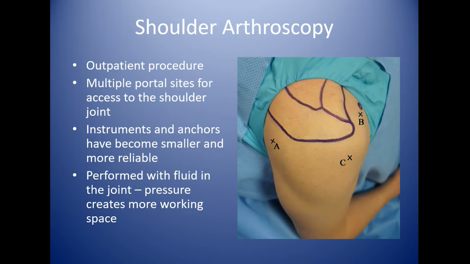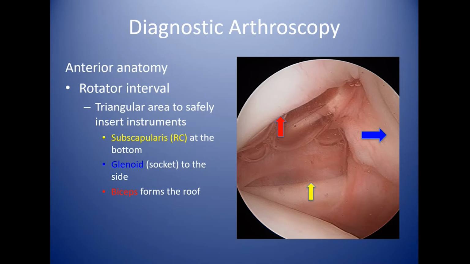Next picture. So this is just a quick picture of what you see when you look into the shoulder. So this is a right shoulder. We're looking from the back to the front. In the lower left-hand side, that's actually the top of the ball of the shoulder, that slight little curve you see.